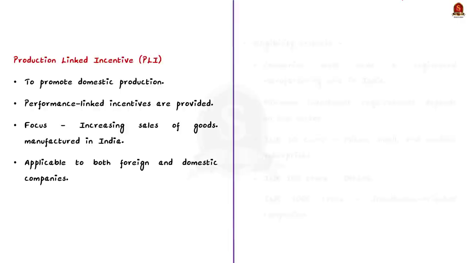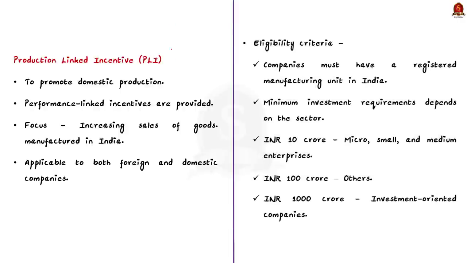See, the production linked incentive or PLI scheme was introduced by the government of India. The scheme aims at promoting domestic production and reducing imports. It provides performance linked incentives to businesses. The scheme aligns with the Make in India initiative and it encourages both foreign and domestic companies to expand their production and exports. For example, let's consider the automobile industry. Under the PLI scheme, automobile manufacturers are offered incentives based on incremental sales of cars manufactured in India. This means that if a company increases its sales of domestically produced cars compared to the previous year, it becomes eligible for incentives.